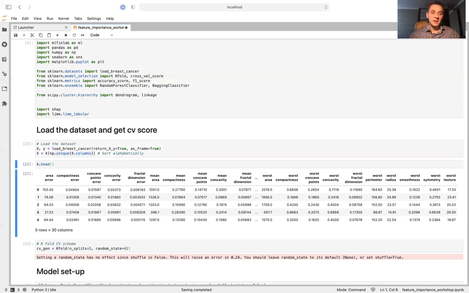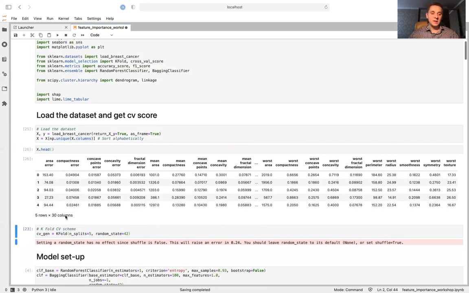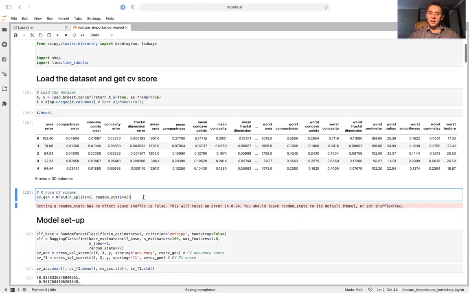So let's load our dataset and take a look at that. As you can see, it consists of 30 columns which describe breast parameters like area error, compactness error, concavity error, etc. The purpose of this notebook is to understand what kind of features have a bigger impact on our model results. We'll use a standard k-fold scheme with the number of splits equal to 5. And let's start with model setup.